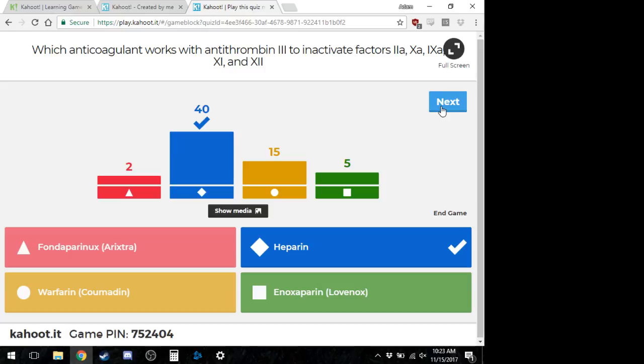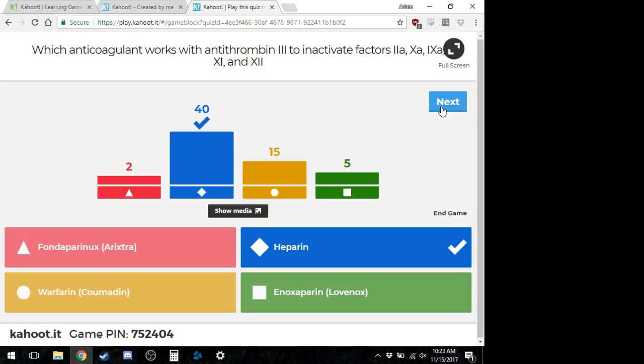The question is, what factors are they inactivating, right? So which one is the most specific one? Only works on factor 10. Fondaparinux, yeah. So fondaparinux only works on factor 10, right? So it's very, very short. It's just that pentasaccharide, right? It's only 5 sugars long essentially, and it's very specific for factor 10.